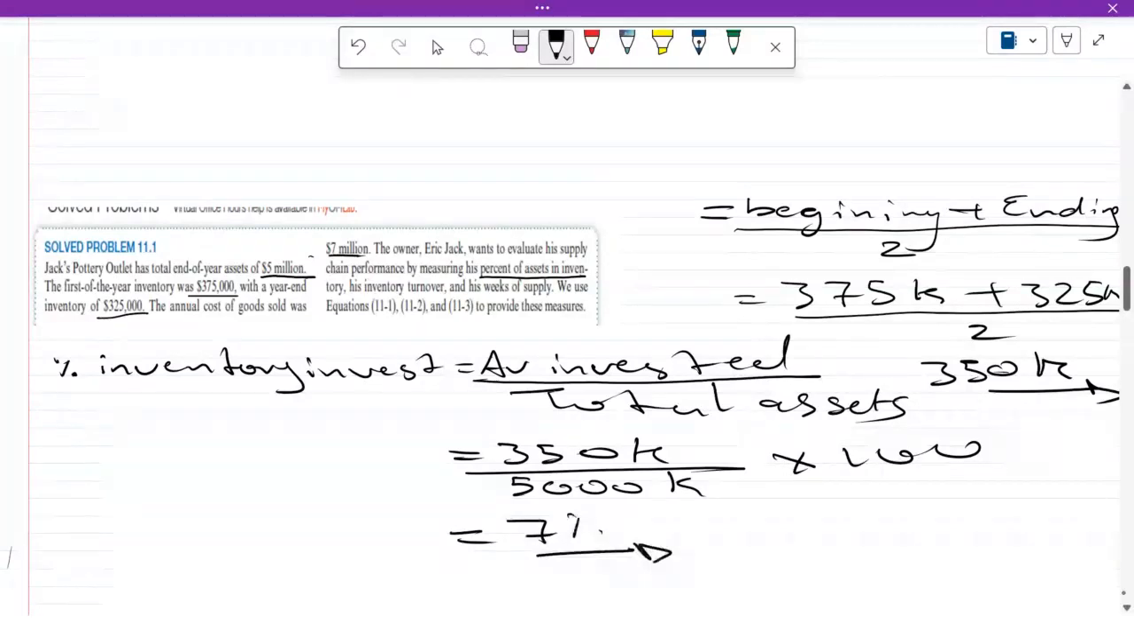Okay. So what it means, guys, is that we have assets of around 5 million and only 350 is invested. 350,000 of our 5 million assets is invested into inventory. 7% is invested into inventory.